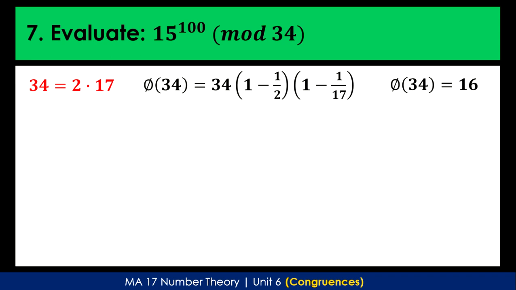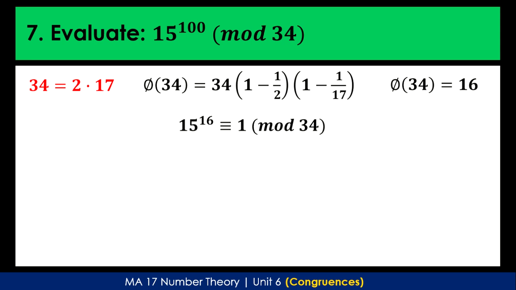Then based on the theorem, we're going to utilize that 16 as our exponent. So we'll have that 15 raised to 16 is congruent to 1 modulo 34. The value that we get here becomes our exponent. So we know for a fact that 15 raised to 16, when we divide it by 34, the remainder is 1. But again, we need 15 raised to 100.